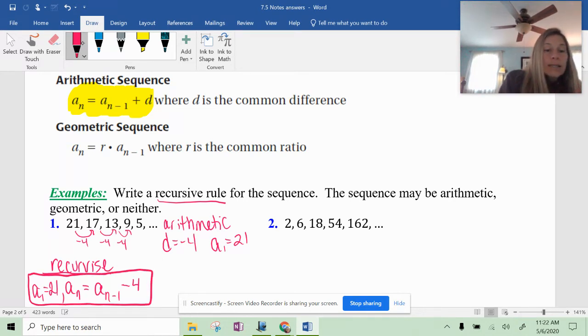also the A sub 1 equals 21 would have to be given, because you have to give them the number to start with, so that then the person could say, all right, I'm going to plug in the 21 and subtract 4, I get 17. Plug in the 17, subtract 4, get 13, and so on.